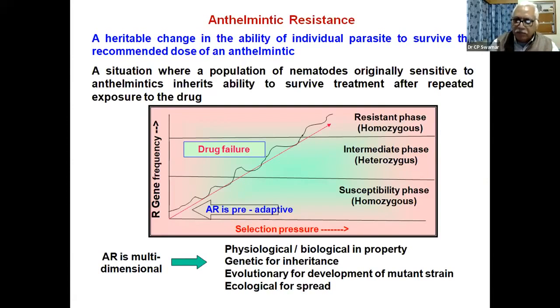It is multi-dimensional. It is a biological property of the worm that, for its survival, it has a mechanism to escape the drug. It is genetic for inheritance, then evolutionary for development of mutant strains, and ecological for spread. So it goes in different directions.